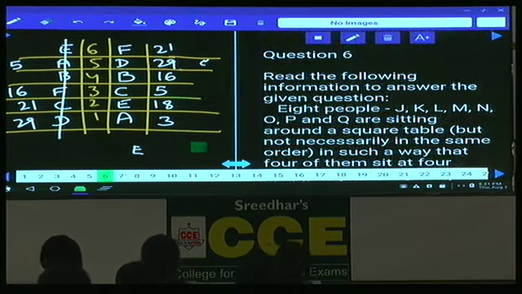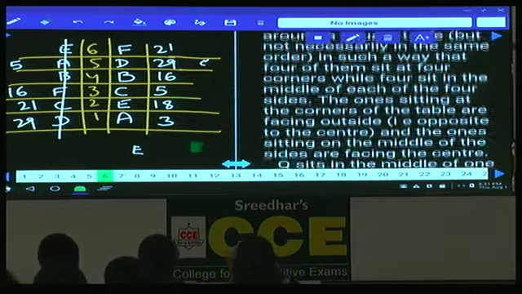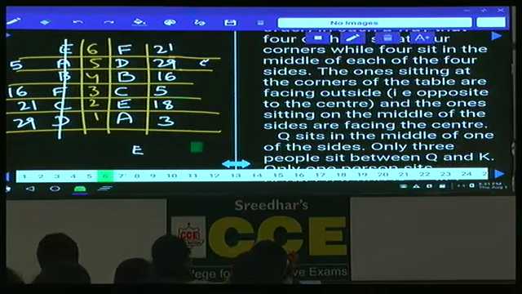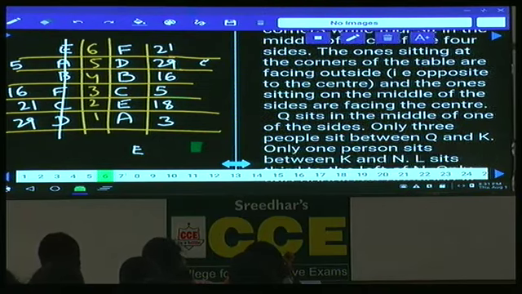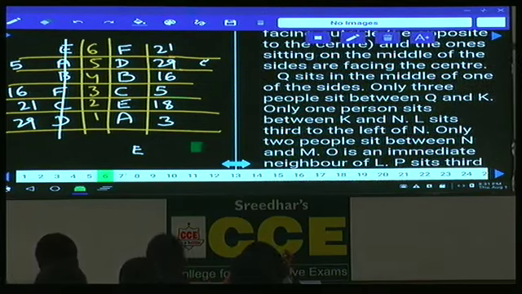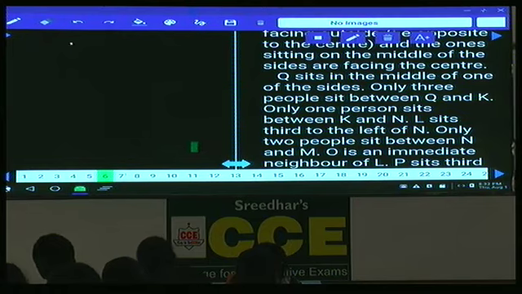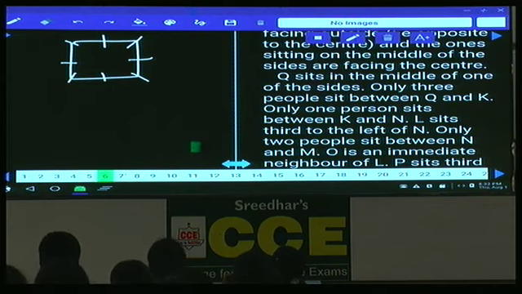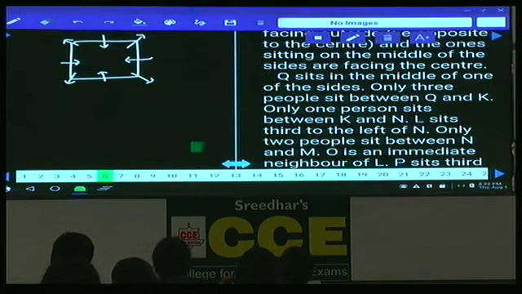Now in this 6 to 10, 8 people sit around a square table in such a way that 4 of them sit at the 4 corners while 4 sit in the middle of each of the 4 sides. The ones seated at the corners of the table are facing outside, isn't it? Now question number 6 to 10, square table, 4 in the center of the sides, 4 at the corners. The ones who sit at the corners face away from the middle of the sides. As Q is at one of the middle of the sides, now I am fixing Q at this place.